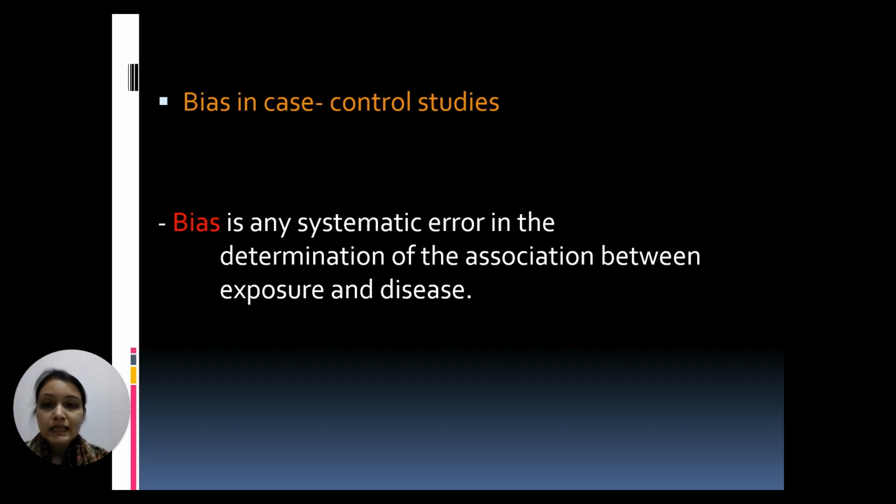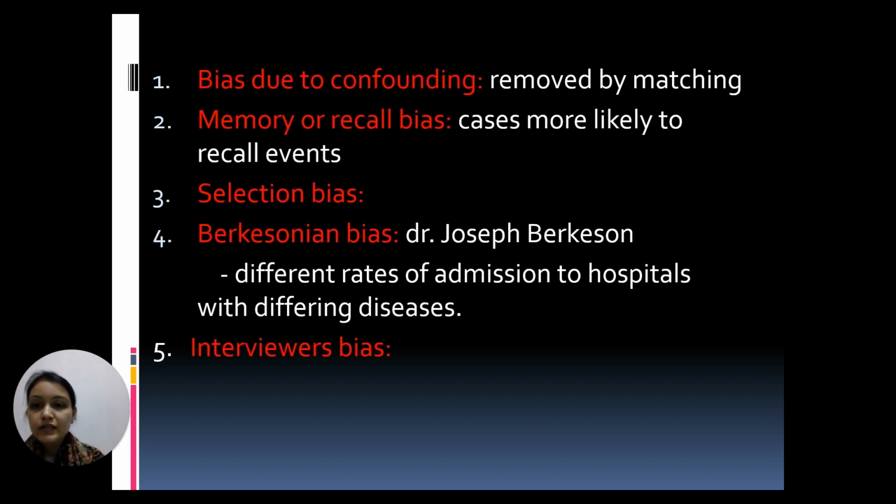Now there are lots of biases in a case control study. So first we have to know what bias is. Bias is a systematic error in the determination of the association between exposure and the disease. First is bias due to confounding, which we can remove by matching. Memory or recall bias: cases are more likely to recall events. And the selection bias, Berksonian bias, which was given by Dr. Joseph Berkson, is the different rate of admission to the hospital with different diseases. Last is the interviewer bias.